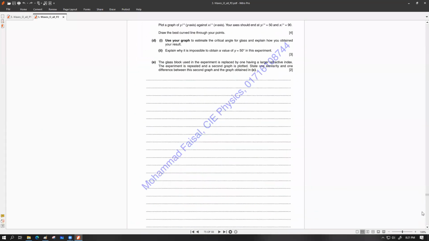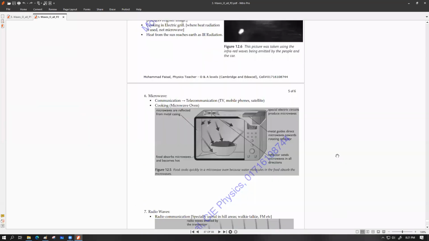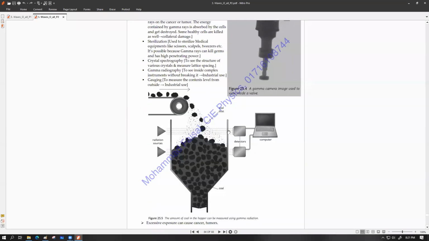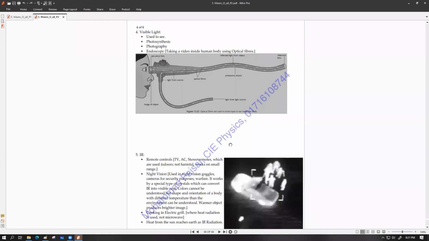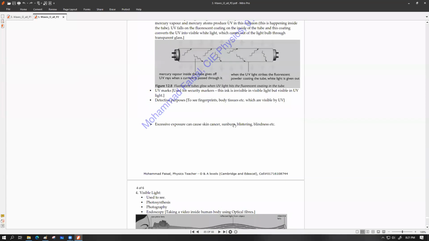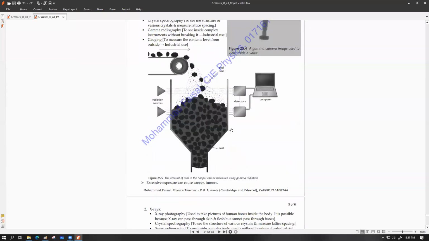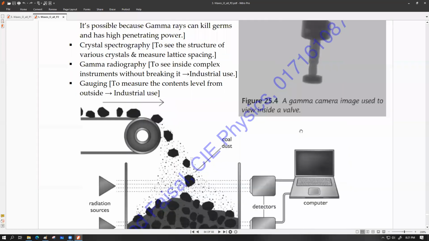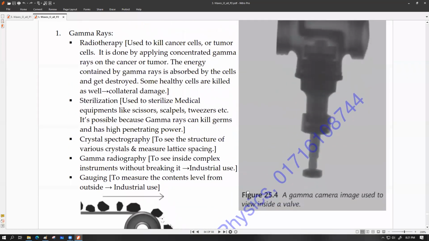Did any of you come across this part of your paper 2 worksheet? Yes sir. Okay, for those of you who have not come across this one, read these parts. I'm having this open for all of you. I need you to read this part right now.